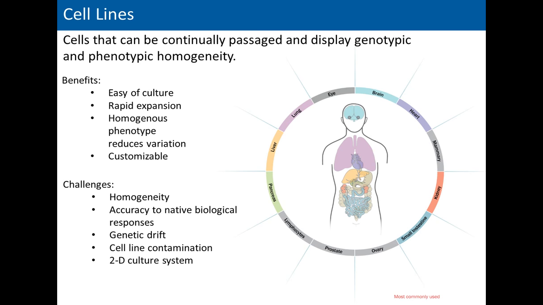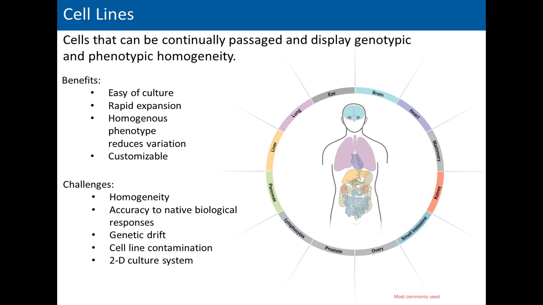So cell lines are defined as cells that can be continually passaged and that display genotypic and phenotypic homogeneity. And the graphic on the right here illustrates some commonly used cell lines for each of the organs listed, and the infographic there with the ones in red being the most common ones that are used in the literature.